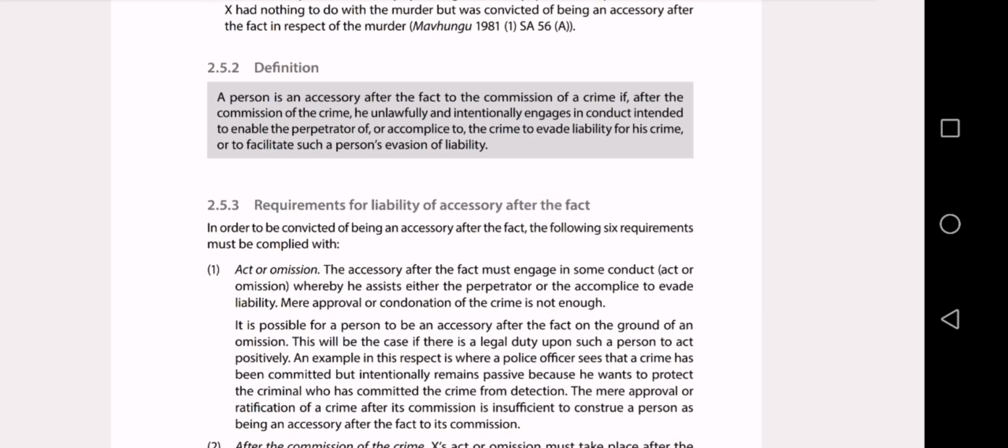Definition. A person is an accessory after the fact to the commission of a crime if, after the commission of a crime, he unlawfully and intentionally engages in conduct intended to enable the perpetrator of or accomplice to the crime to evade liability for his crime, or to facilitate such person's evasion of liability.